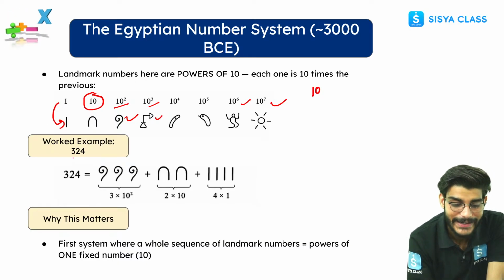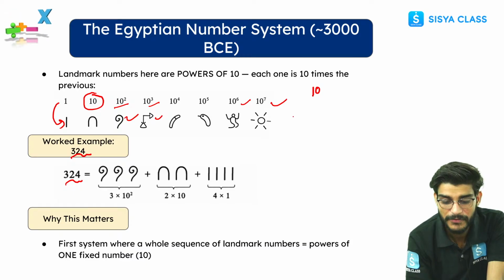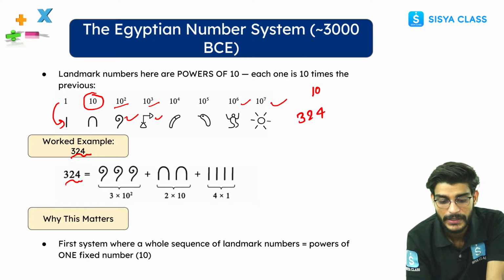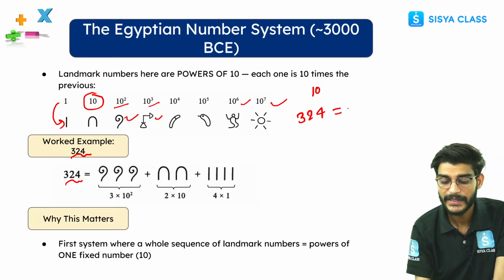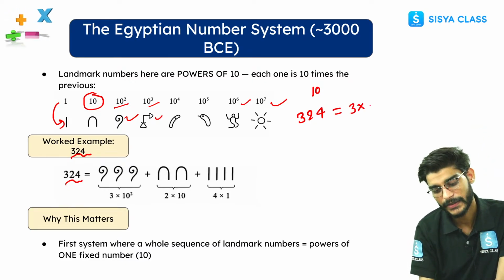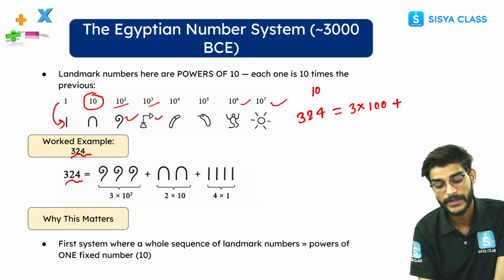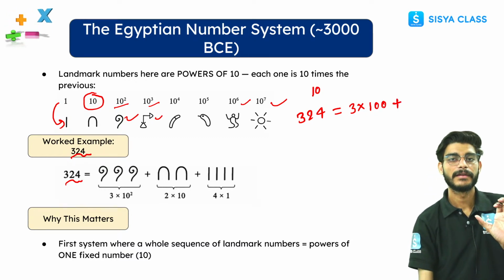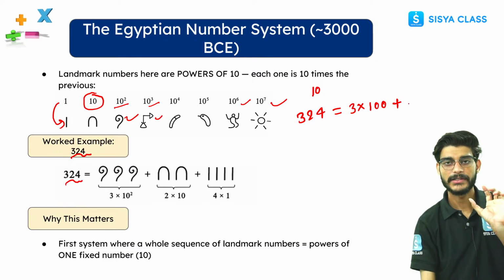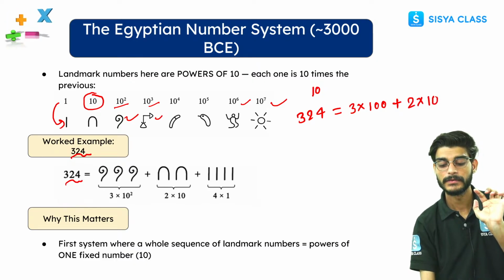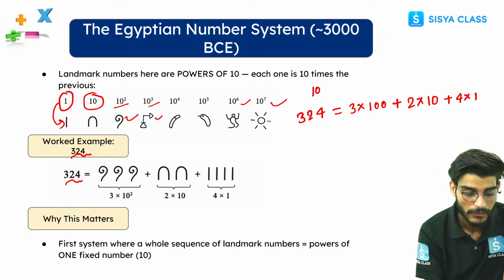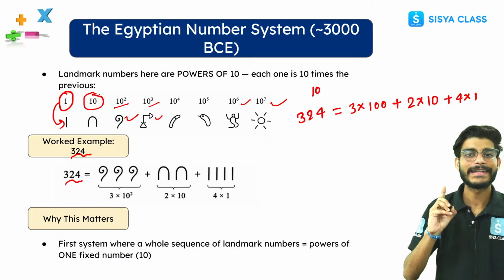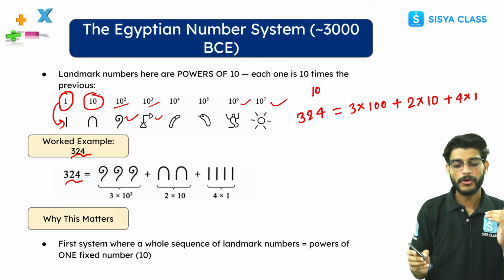See, suppose you want to write 324. First of all, how will you write 324 in the Egyptian number system? 324 means this is 3 into 100, right? 3 into 100, this is 300. Then 20 you have to write, so 2 into 10. Then plus 4 into 1. See, what are the bases we have? 1, 10. 10 base I'll have now. So I'll try to convert numbers into powers of 10 only.